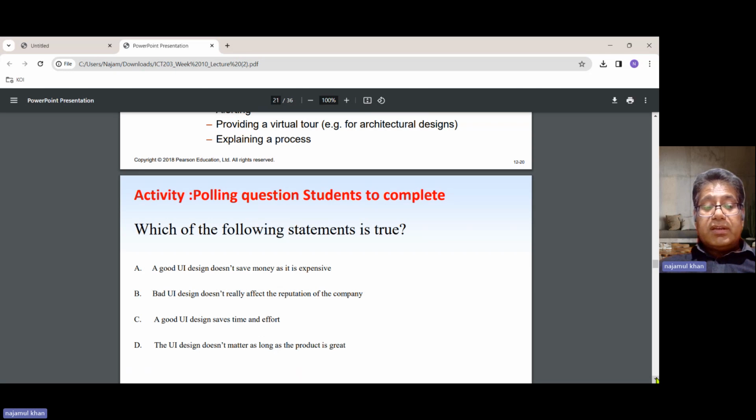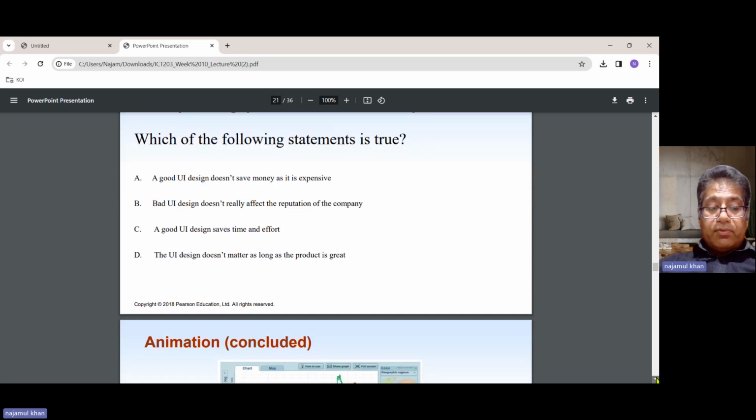The user interface design doesn't matter as long as the product is great. No, it does matter, guys. I will say, regardless of how great the product is, good user interface design matters. It's very important. All right, keep moving here, guys.